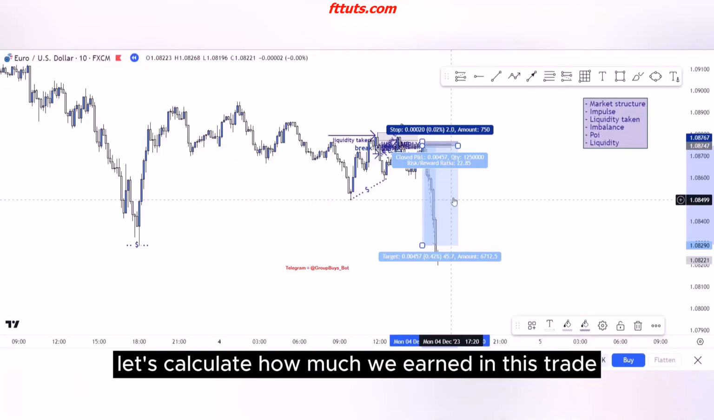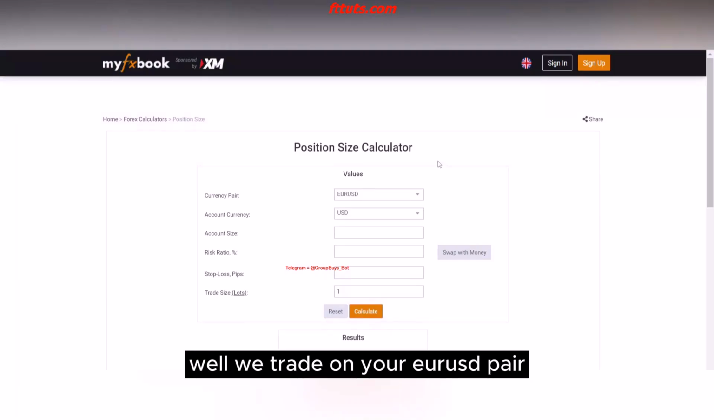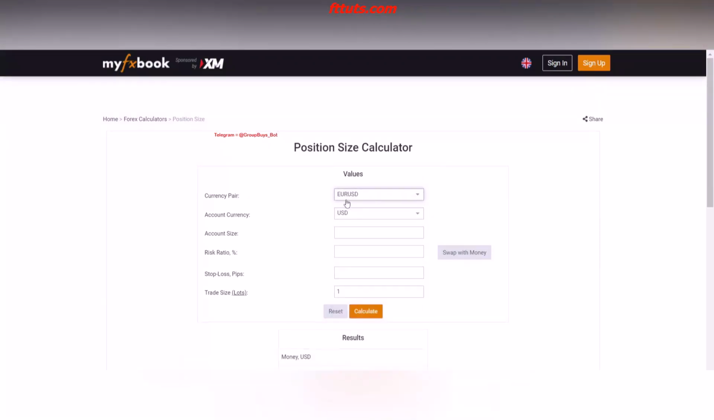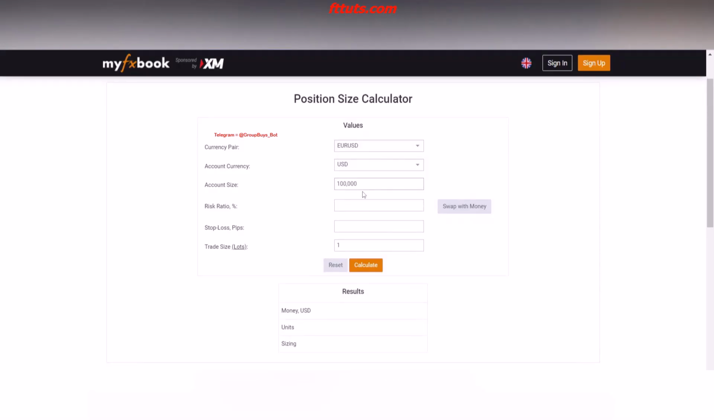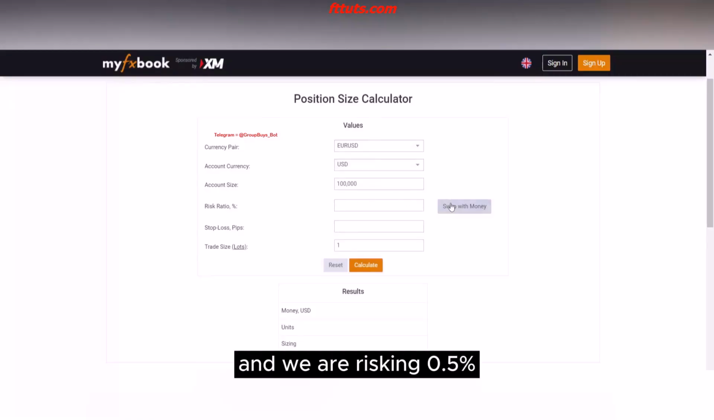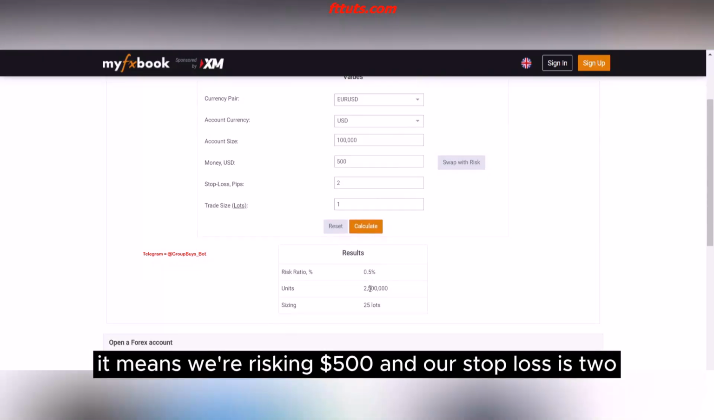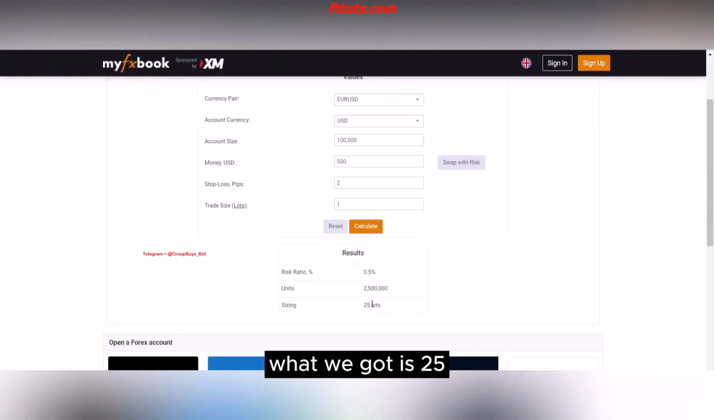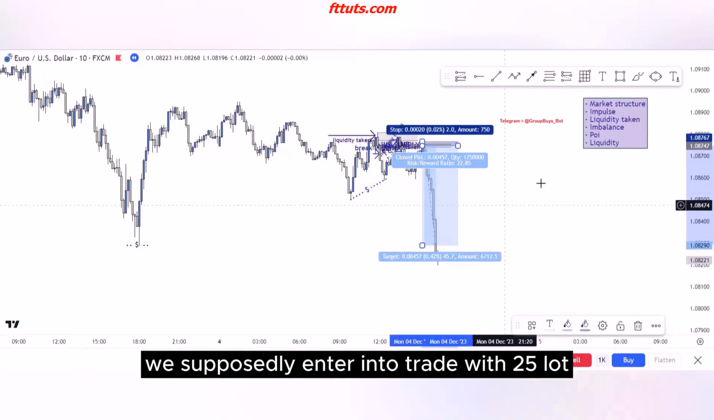Let's calculate how much we earned in this trade. Well, we trade on EUR/USD pair, and let's say our account size is $100,000, and we are risking 0.5%. It means we're risking $500, and our stop loss is 2. What we got is 25. We supposedly enter into trade with 25 lot.